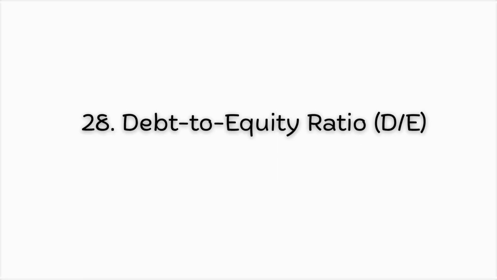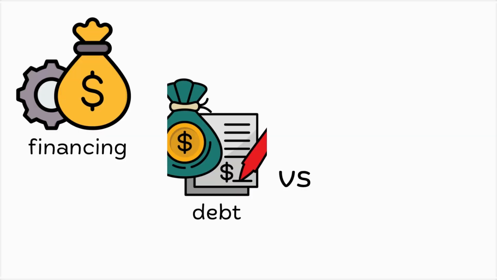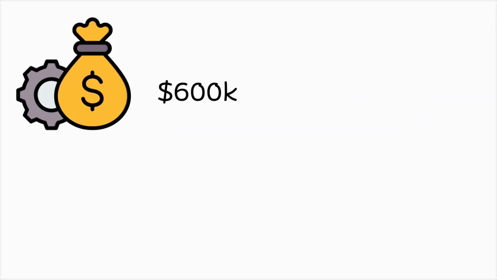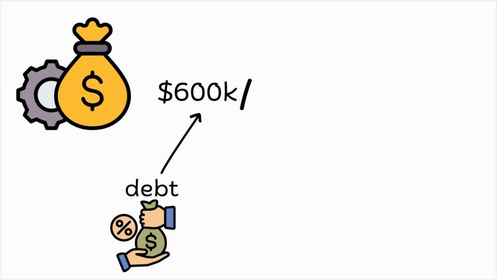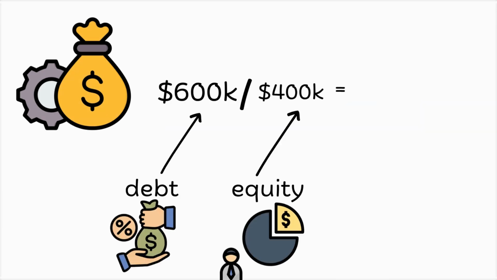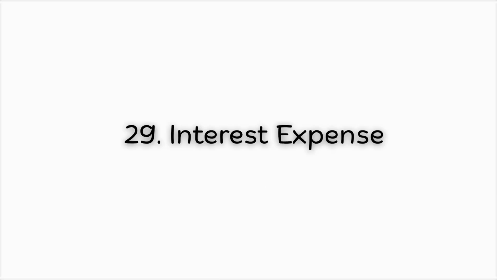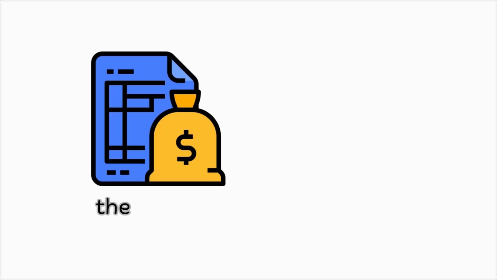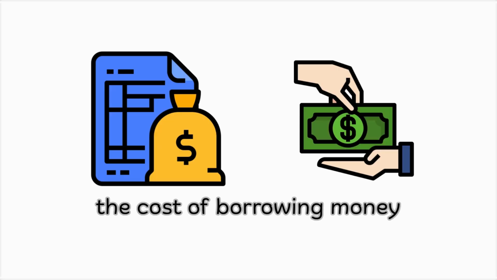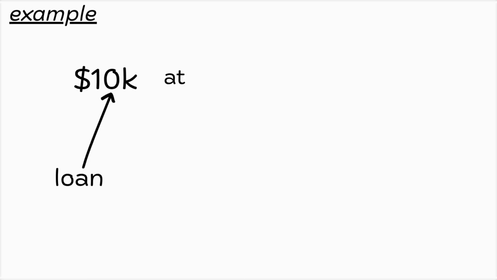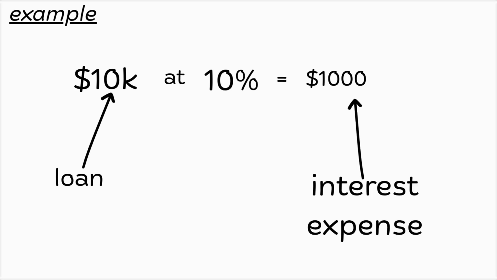28. Debt to equity ratio. This shows how much of your financing is debt versus owner's money. So $600,000 debt divided by $400,000 equity equals 1.5, which would be considered moderately leveraged. 29. Interest expense. The cost of borrowing money. For example, you take a $10,000 loan at 10% interest, so it would be $1,000 interest expense per year.